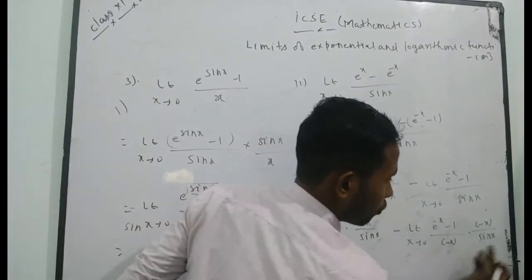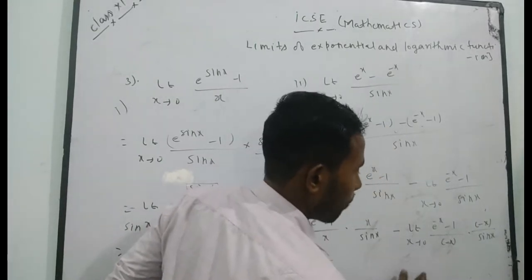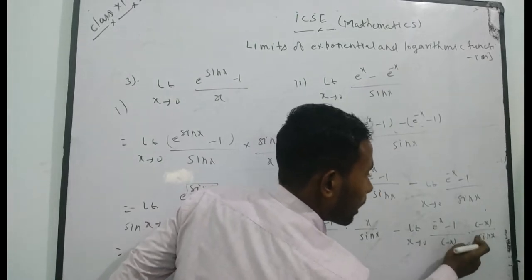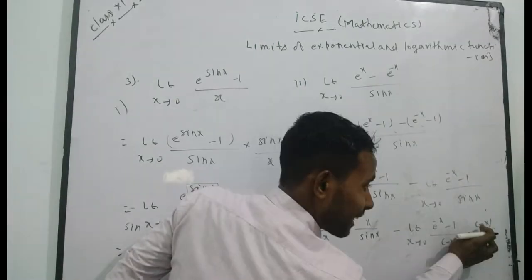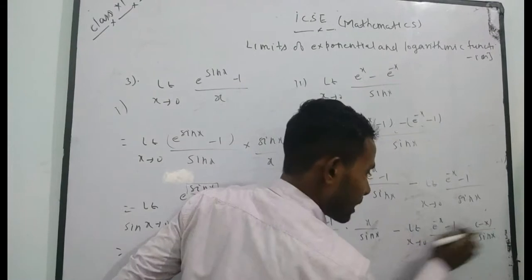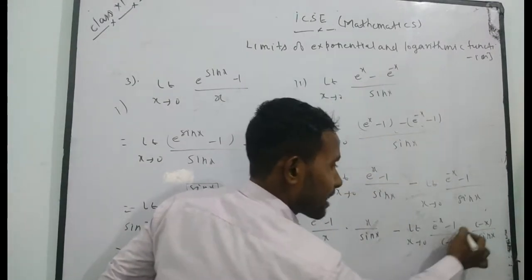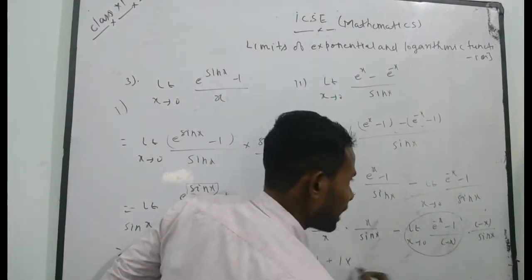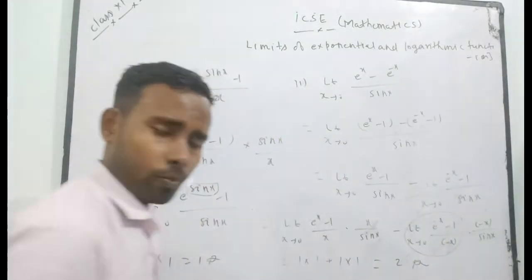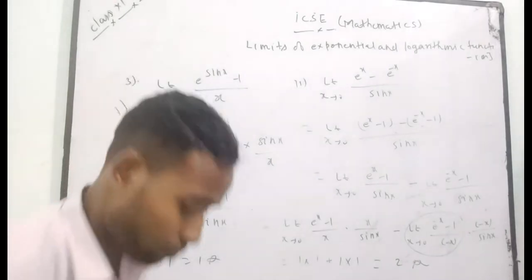When you split into two parts, in the first case you take minus x, here you take plus x, or you can take this negative sign here. In that case, it becomes plus. If you take this negative sign here, then minus minus becomes plus, and its value will be what? 1 into 1. So it will be 1 plus 1, that is, 2. This is the answer of this problem.